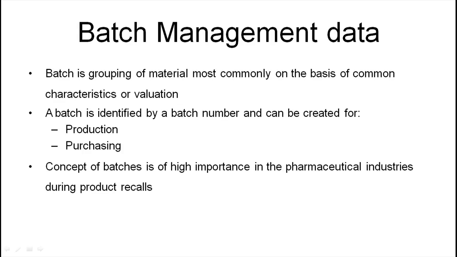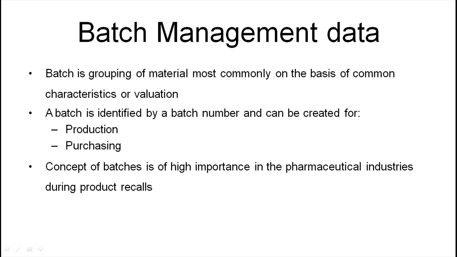A batch is a grouping of material that possesses some common characteristics or has the same valuation. For example, in the chemical industry, a batch of chemicals comprises chemicals having the same physical and chemical characteristics while processed on the same day. It differs from other batches produced on the same day.